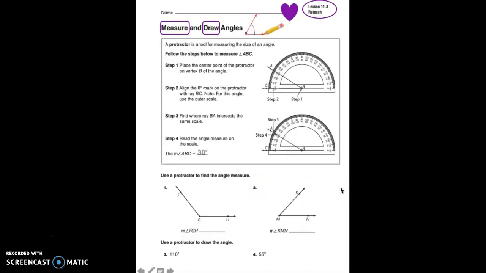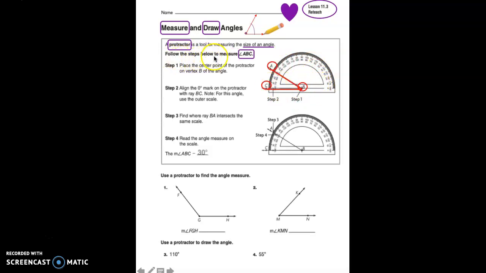So now let's take a look at today's lesson. We are going to measure and draw angles. So how do we do that? A protractor is a tool for measuring the size of an angle. And you'll see a protractor right here, and you guys should have had your own protractors with you.